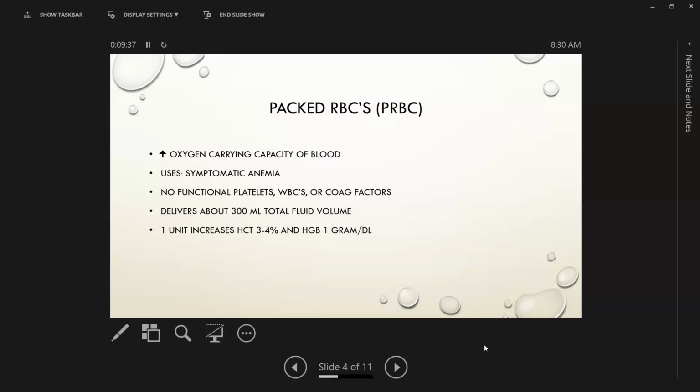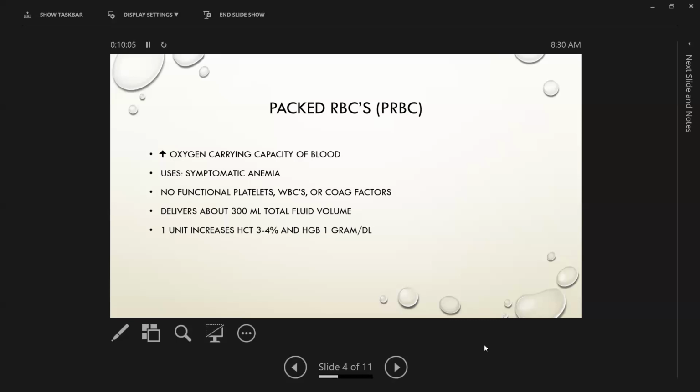We see it utilized for symptomatic anemia. So the client has not just got a low red count or a low hemoglobin and hematocrit, but they're symptomatic with it. It's bothering them in some way. They're having signs and symptoms of anemia. The anemia could come from the body not making enough red blood cells. It could come from blood loss, or it could come from the body breaking down too many red blood cells too quickly.